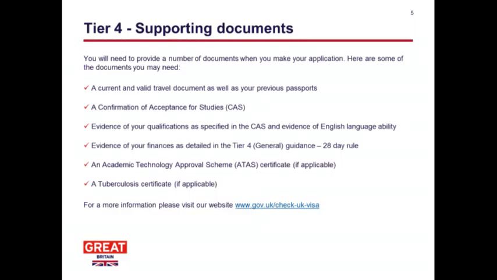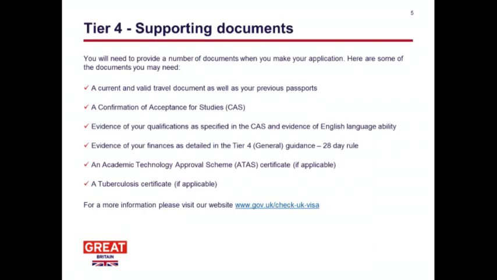Evidence of your finances as detailed in the Tier 4 General Guidance, and please pay special attention to the 28-day rule. So when calculating your finances, you need to take into account whether you're studying inside or outside London, and also the amount of money that is left to pay, if any, for your course of study. This needs to be totalled up, and the total amount of money should be kept for 28 days in your bank account. At the end of the 28 days, you can then get your bank book or your account updated if you need to, and you must use that evidence within 1 month of that date to support your application.